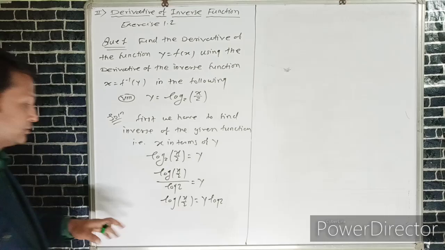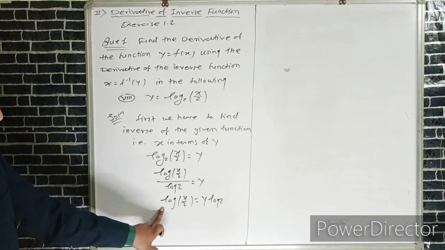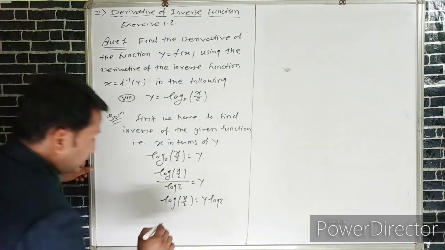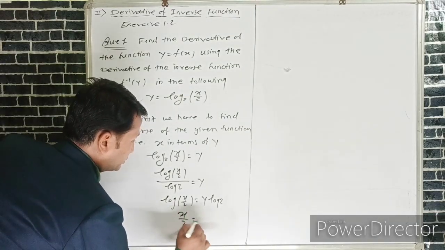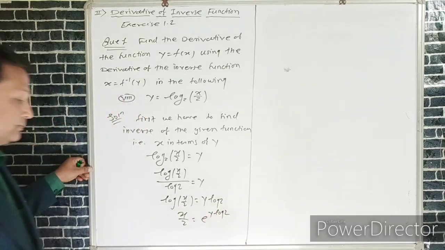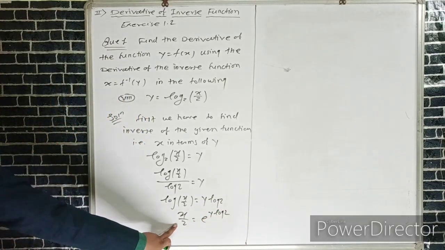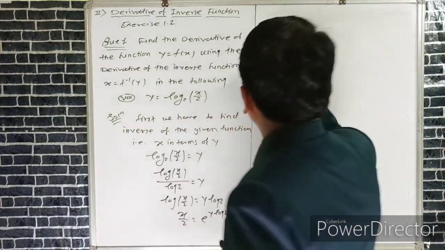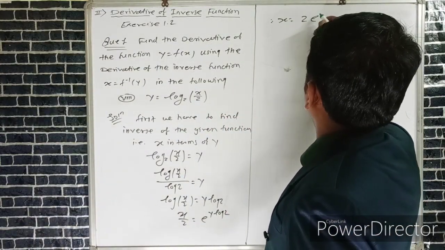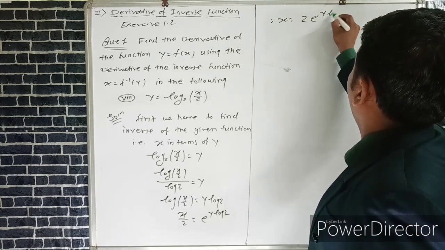Now, taking this log to the right side, we can write x by 2 is equal to e raised to the power y log of 2. This 2 is divided by x, so we can write x is equal to 2 into e to the power y log of 2.